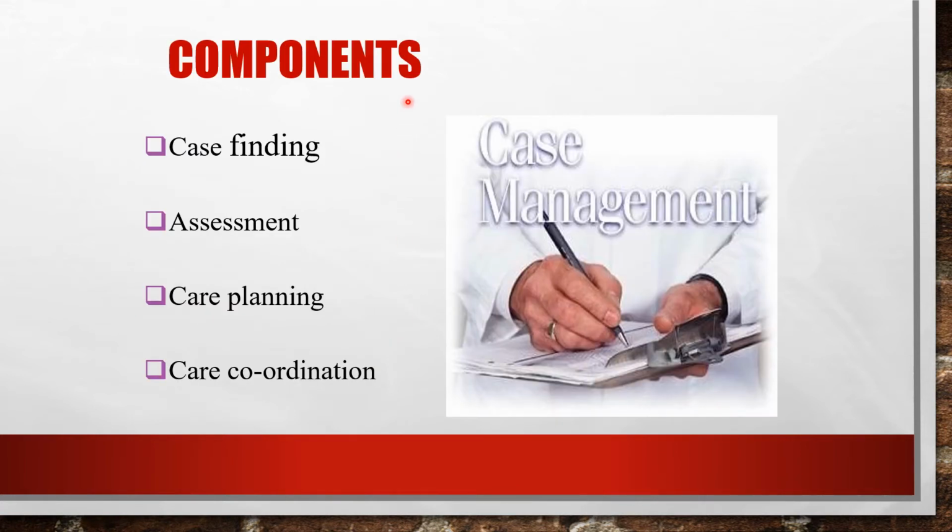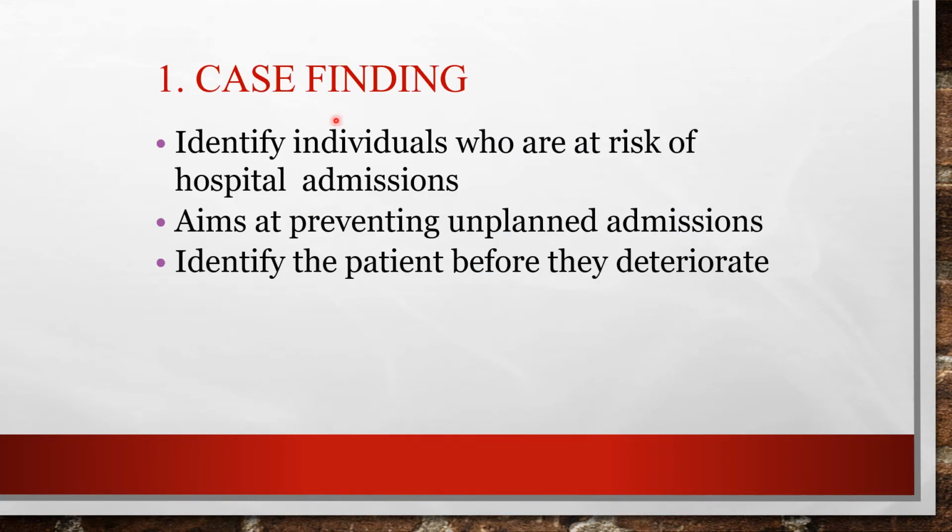Coming to the components of this system, there are four components, namely case finding, assessment, care planning, and care coordination. First, about case finding. In case finding, identification of individuals who are at risk of hospital admissions. It aims at preventing unplanned admission and tries to find patients before their actual deterioration. Thus, it helps to control the cost.